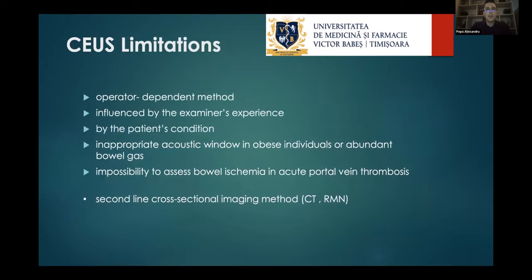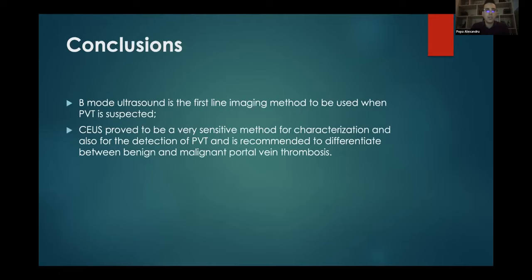But we must bear in mind that ultrasound is an operator-dependent method, influenced by the examiner's experience and by the patient's condition. Sometimes we have an inappropriate acoustic window due to obesity or, for example, bowel gas. Moreover, using ultrasound it is quite hard to assess bowel ischemia and acute portal vein thrombosis. Therefore, when we encounter this kind of problem, we should always use second line cross-sectional imaging methods such as CT or MRI.